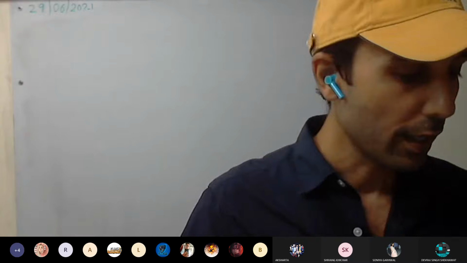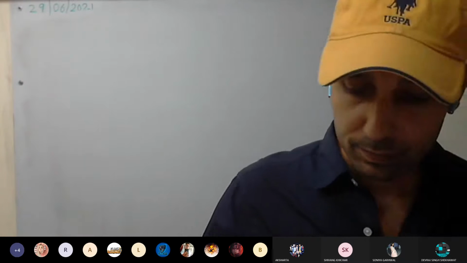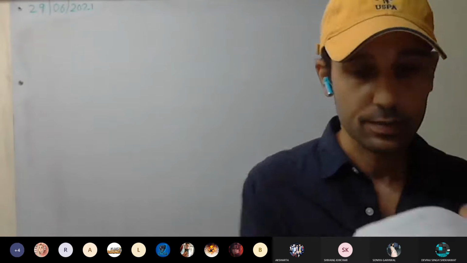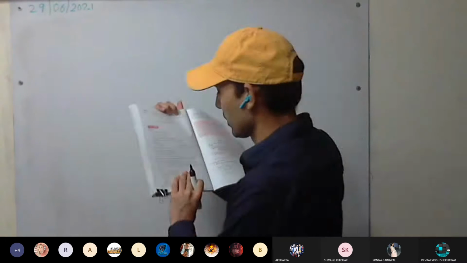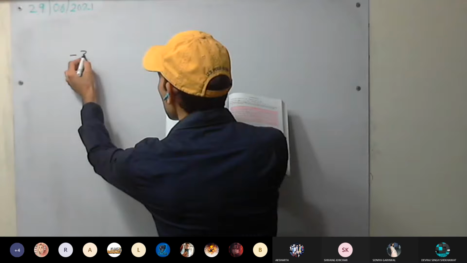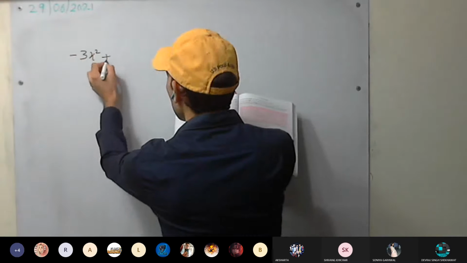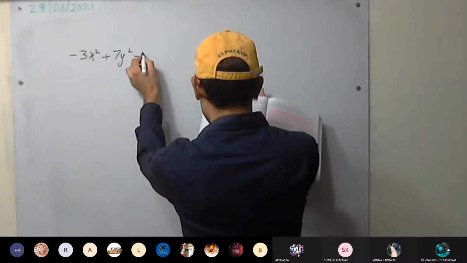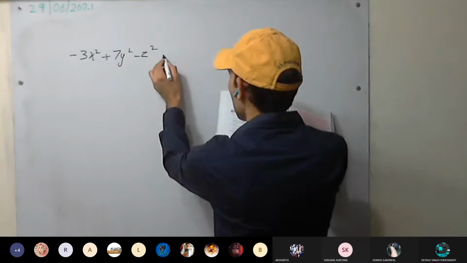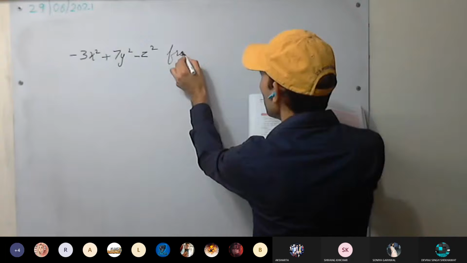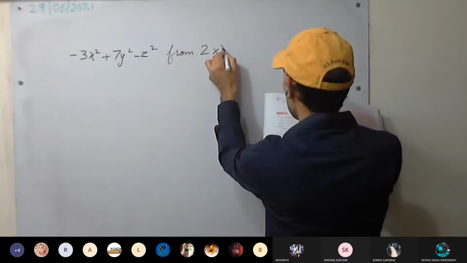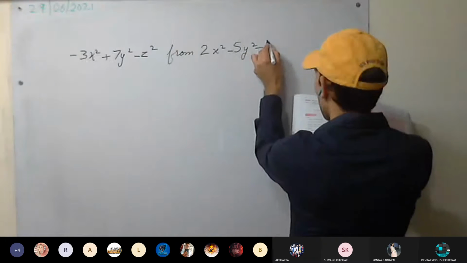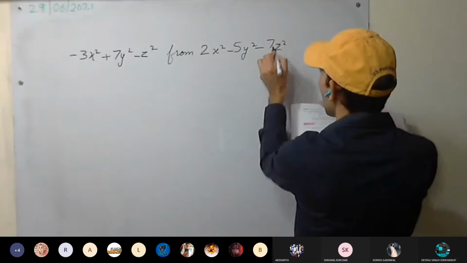Okay, so let's start the second question. Subtract -3x square plus 7y square minus z square from 2x square minus 5y square minus 7z square.